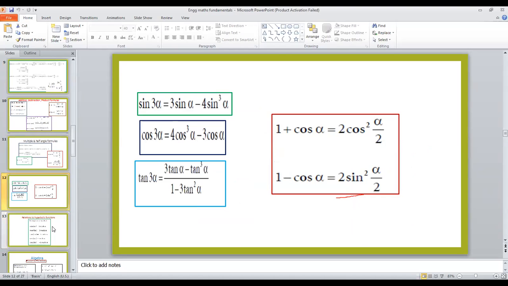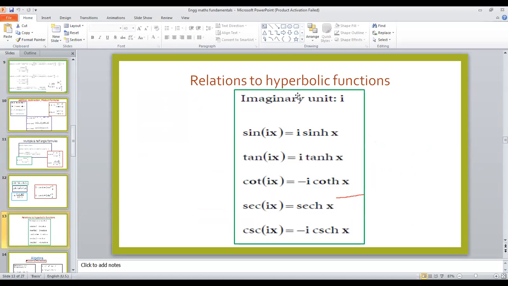Now, next, to know the relation of hyperbolic functions. Imaginary unit. Imaginary unit is i, and i is what? Root of minus 1. Now what is i? Root of minus 1. That is called the Euler number or imaginary number, right? Then what is the specific value of i? It is root of minus 1, and this was designed by Euler. So i is equal to root of minus 1.